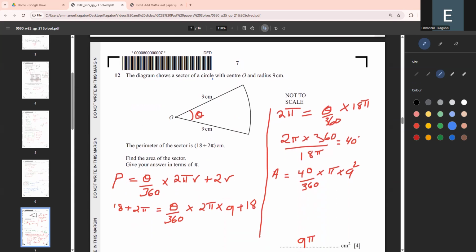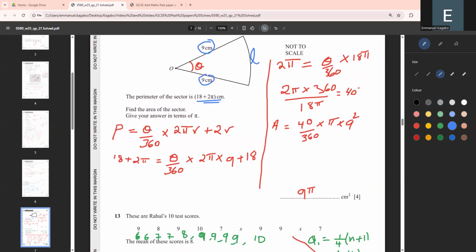Okay, question 12. The diagram shows a sector of a circle with center O and has a radius as indicated here. The perimeter, okay, very important here. The perimeter of this sector is given by that. Now, the perimeter of any shape, you just move around the shape adding. For this question, that means if we have to find the perimeter, we have to get 9 plus 9 plus this. What's the name of this, guys? It's called arc length. So now the perimeter will be given by the arc length. That's the formula to calculate arc length, guys.